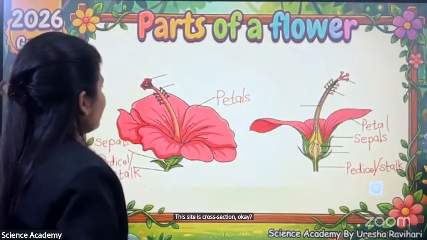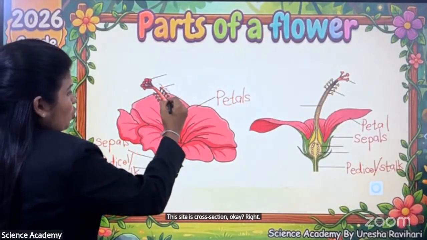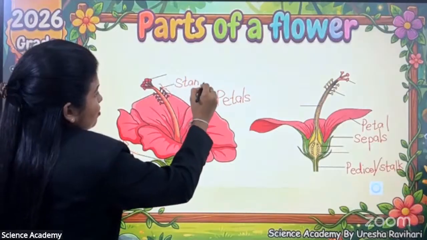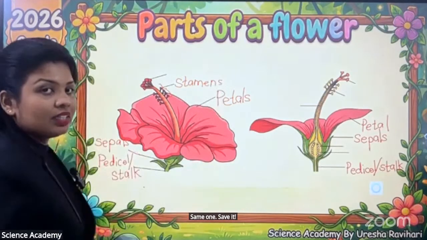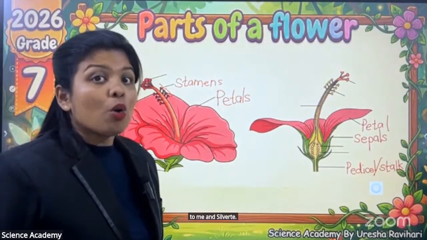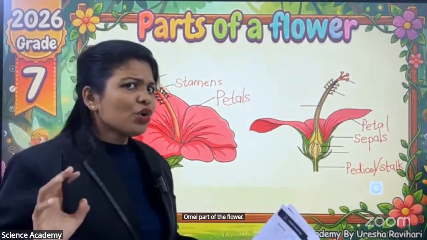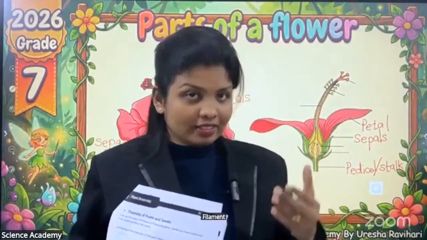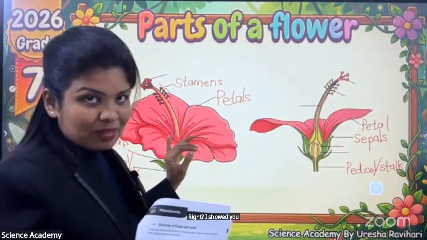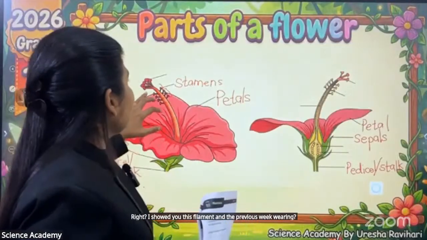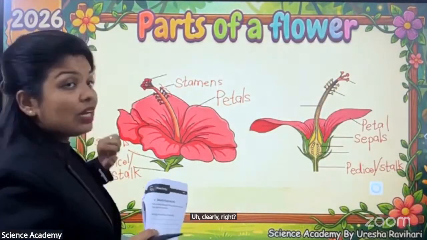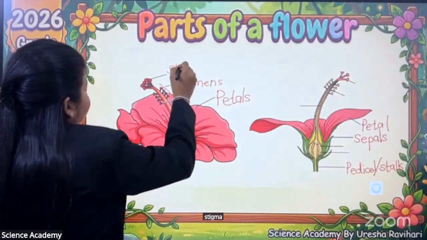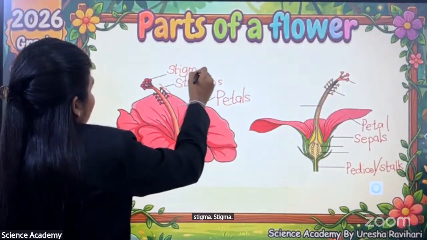Okay? Right. So children, we discussed previous week, these are called stamens. Stamens mean the male or main part of the flower. I showed you these stamens consist of two parts, filament and anther. I showed you this filament and anther previous week very clearly. Anther and filament. And what is this one? Stigma.